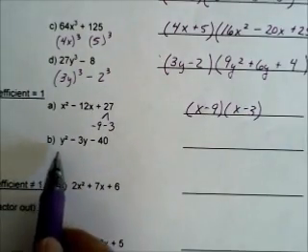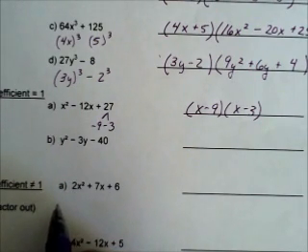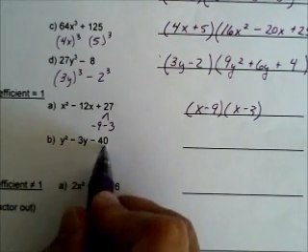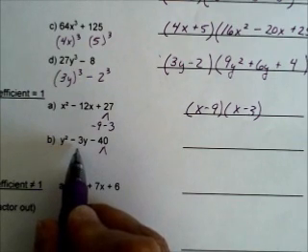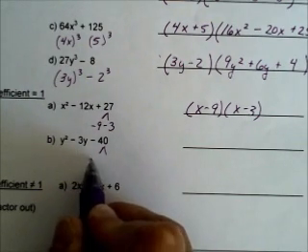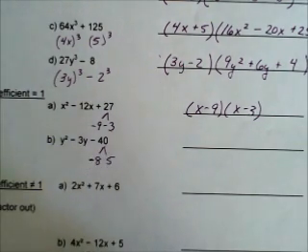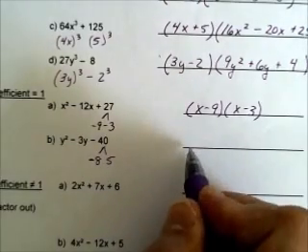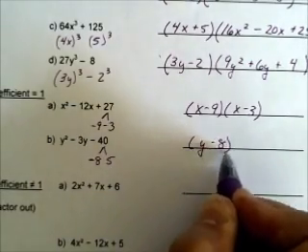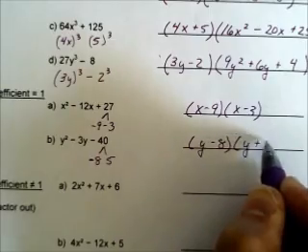The next trinomial, y squared minus 3y minus 40, lead coefficient is 1. Factors of negative 40 that add to negative 3 are negative 8 and positive 5. So this factors into y minus 8 times y plus 5.